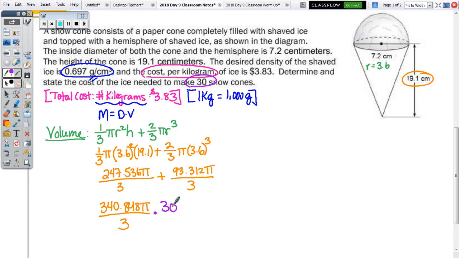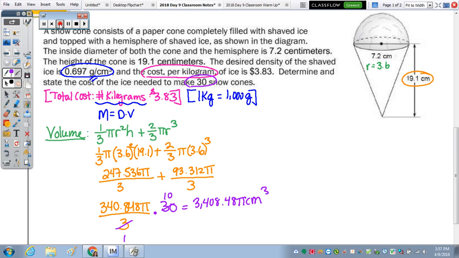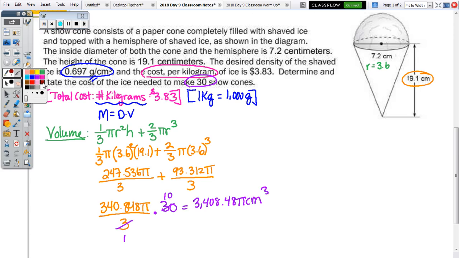And when we do that, we can cross-cancel. 3 goes into itself once, goes into 30 10 times, and the volume of 30 snow cones is 3,408.48 pi cubic centimeters. Next, I'm going to calculate the total grams of 30 snow cones.